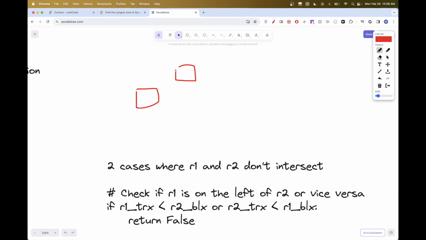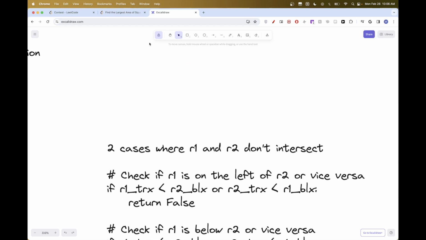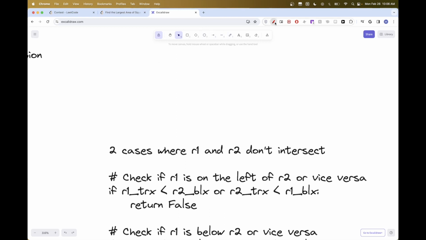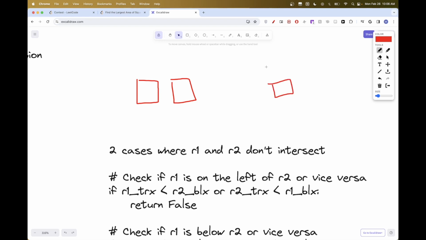So it's on the left and on the bottom of the other one, okay? But for this one, we can detect it with either the left condition or the bottom condition, so this one we don't really need to worry about it. So now we just need to be able to catch this case, one to the left of the other, and this case, one to the bottom of the other. So how do we do that?